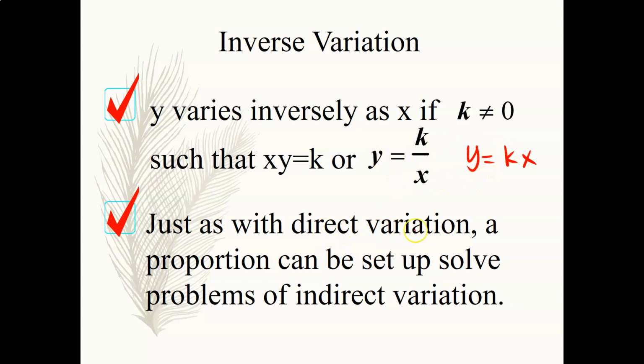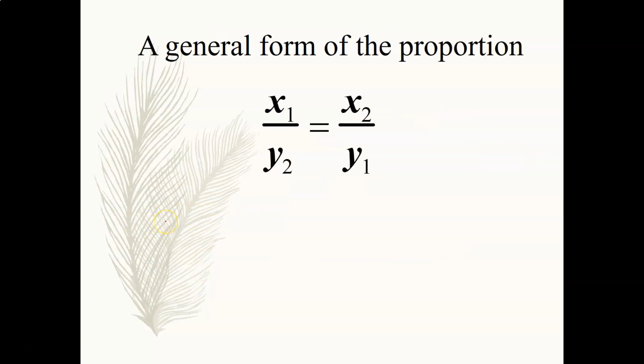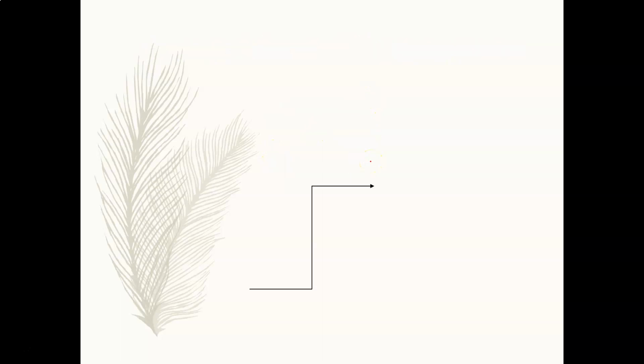Just as with direct variation, a proportion can be set up to solve problems of inverse variation as well. So we can use a proportion to solve for inverse variation. A general form for the proportion is x1 over y2 equals x2 over y1.